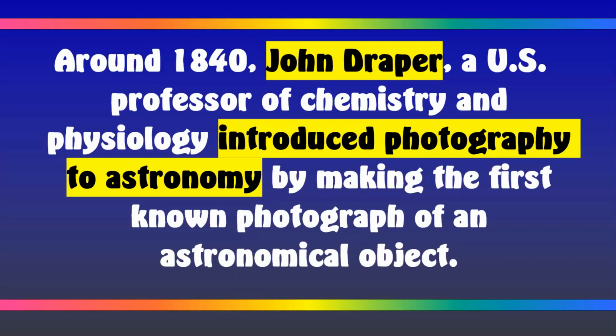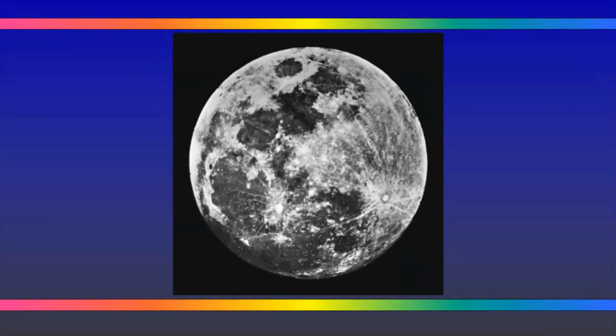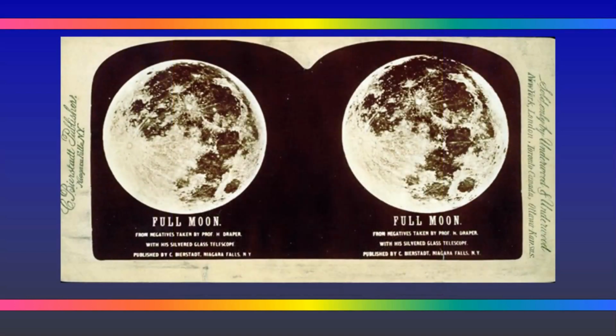So think to yourself, what might be the first celestial body that is captured on film? The moon. And this is a copy of an image that John Draper is credited for taking the first picture of Earth's moon. Here's another rendering of the first image of the moon.